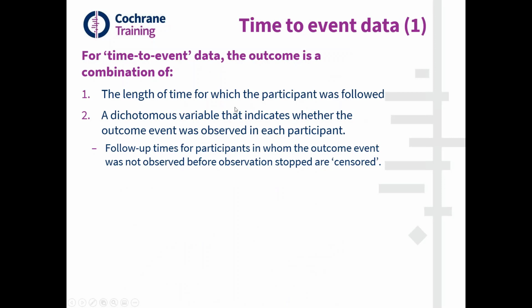So the important point is that for time to event data, the outcome is a combination of the length of time for which the participants were followed, and then a dichotomous variable, for example, dead or alive, that indicates whether the outcome event was observed for each participant. And follow-up times for participants in whom the outcome event was not observed before observation stopped are said to be censored.